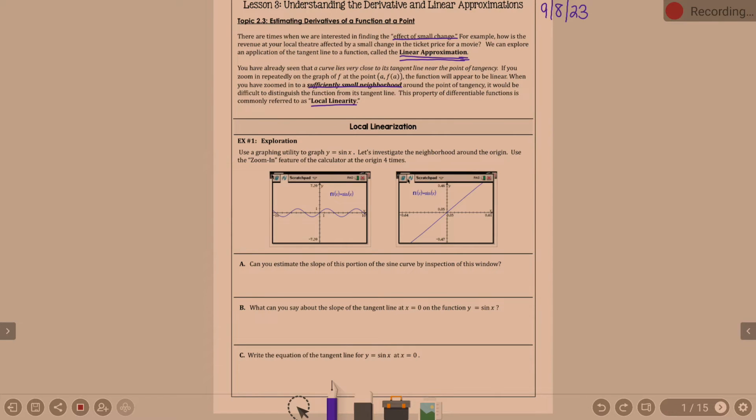Okay, guys. So once you zoom in, we've just proved it, right? It looks like a straight line. Okay, now, can you estimate the slope of this portion of the sine curve by inspection of this window? In other words, if I do a tangent line at the origin, at 0, 0, what's the slope of that line going to be? Whatever the slope of that is. Okay, what's the slope of that look to be?